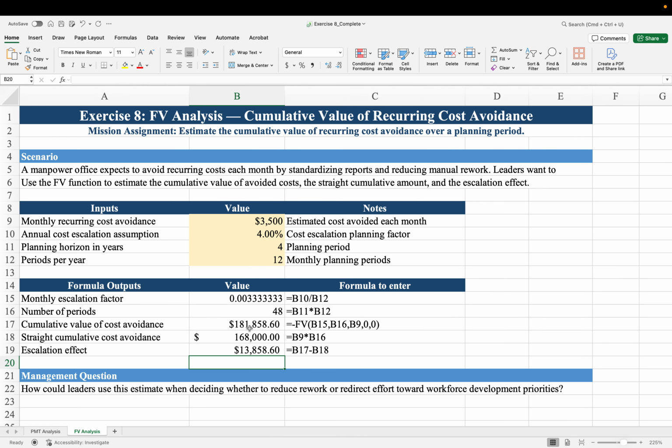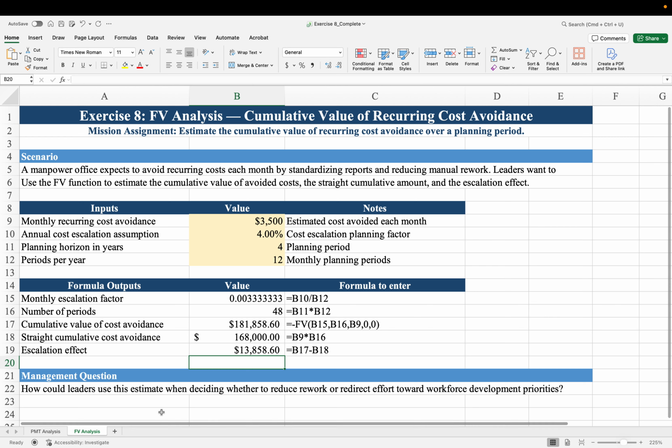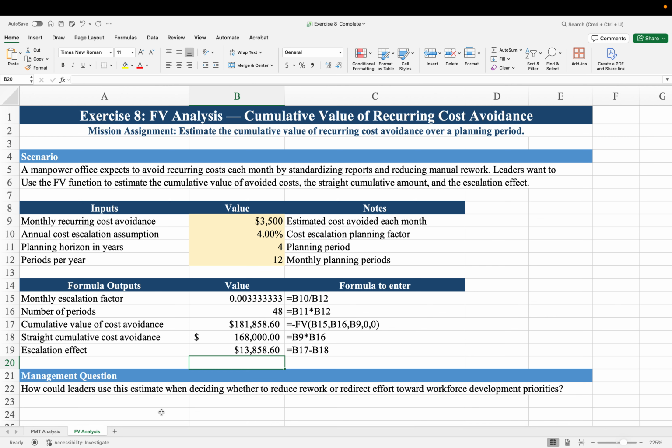So that is the payment and future value functions of Excel. Now it's your turn. Exercise 8, have a go.